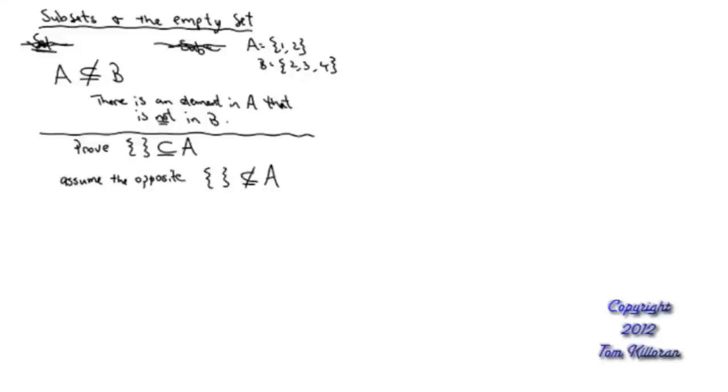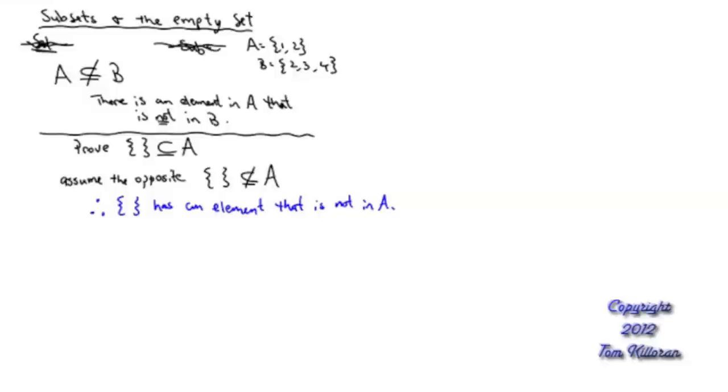Okay. So I'm assuming that the empty set is not a subset of A. Therefore, the empty set has an element that is not in A. Oh, three dots. Therefore. I'm sorry. Therefore.